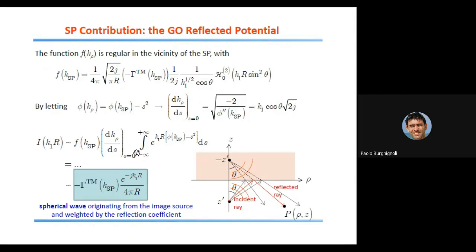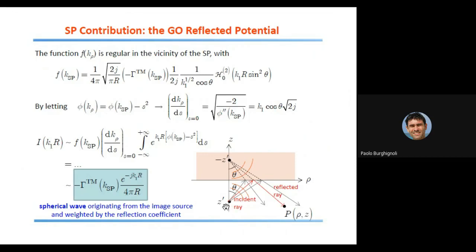to this constant outside the integral times this canonical integral here, which is evaluated in a closed form, and after performing all the algebra, you will discover that the integral asymptotically behaves as a spherical plane wave that originates from the image source and is weighted by the reflection coefficient, the current reflection coefficient minus gamma. So everything is very clear physically.